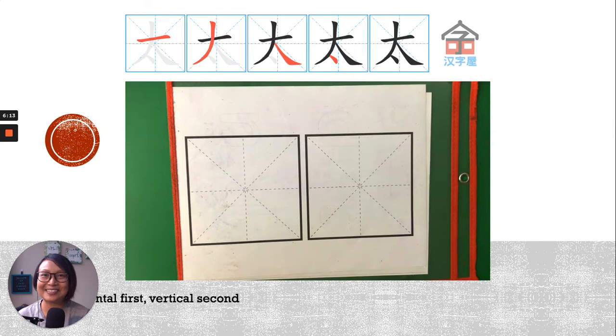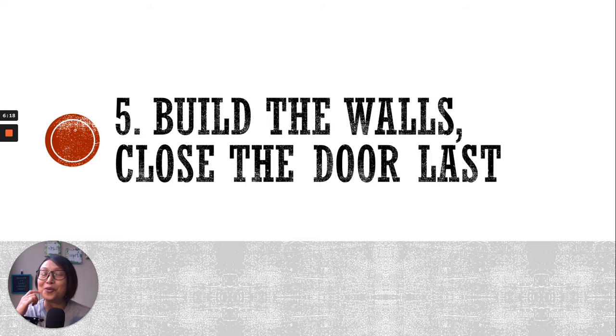Number five. When we are writing a Chinese word that looks like a box, we do have to build the walls. But there is a rule. The Chinese words that look like a little box, we always build the wall on the sides and the top first. And the bottom is our little door. We only close the door after we put everything in.